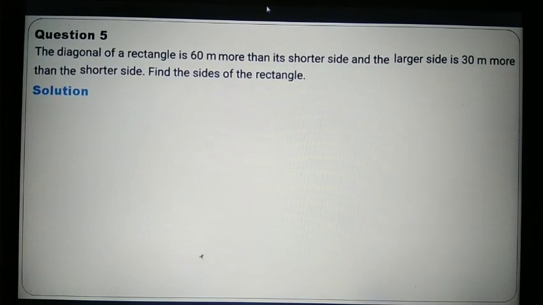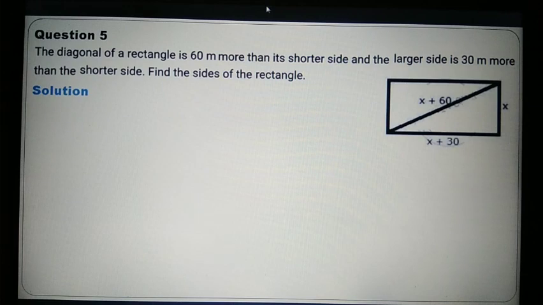The diagonal of a rectangle is 60 meters more than its shortest side, and the largest side is 30 meters more than the shortest side. Find the size of the rectangle. It might be quite difficult to understand the question, so let's make a diagram here.